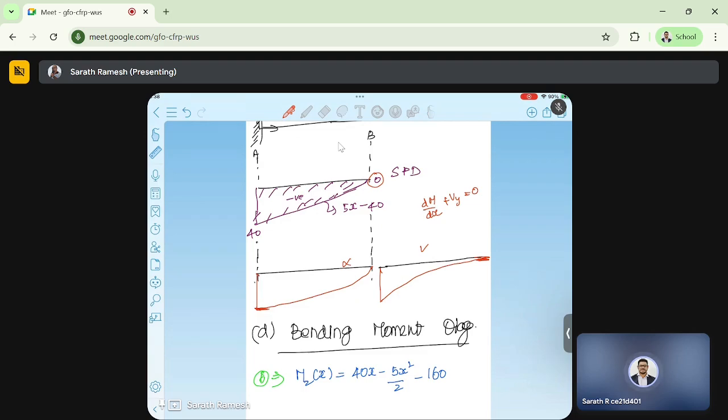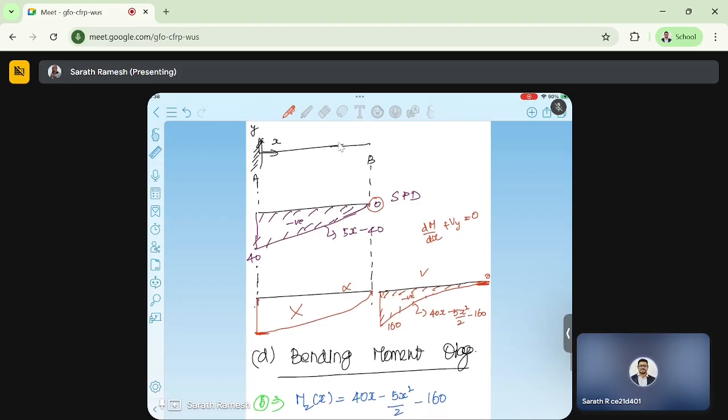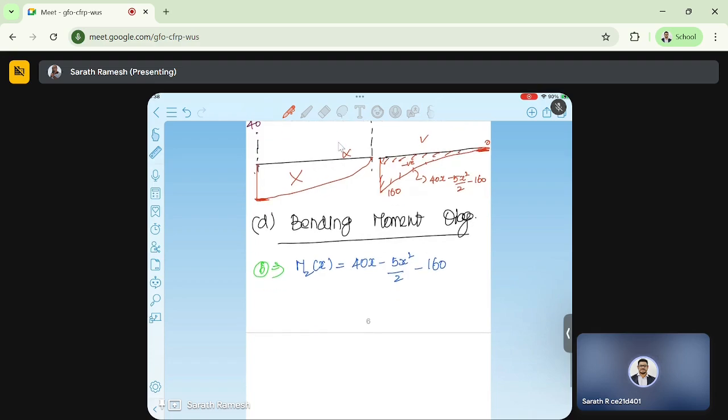Here the value is negative 160, and there the value is 0, and this is the quadratic curve 40x minus 5x square by 2 minus 160. This is my bending moment diagram, and this one is wrong. So this is the variation of bending moment.